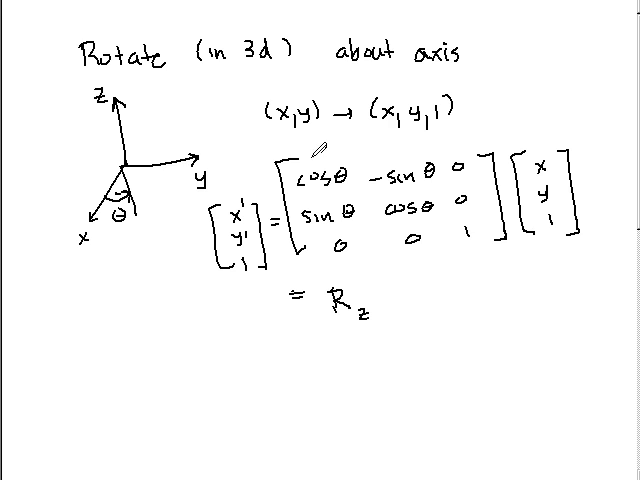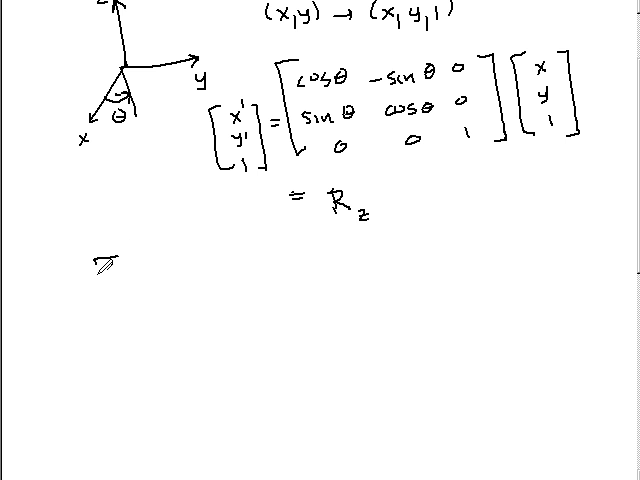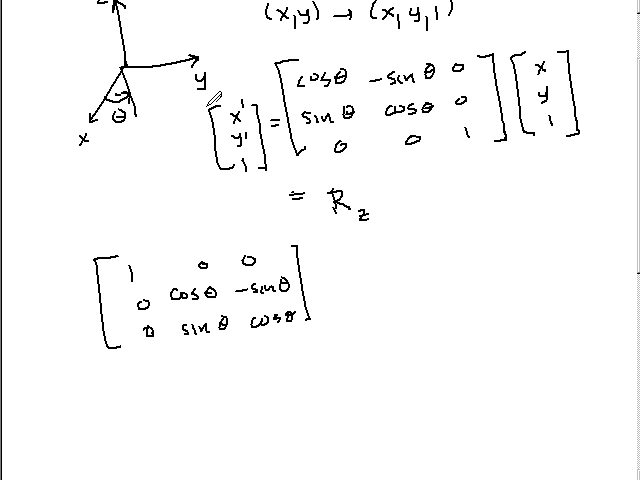You can also rotate around the y and the x. If you look at the other matrices, you could have 1, and then you could have cosine theta, minus sine theta, sine theta, cosine theta, with zeros elsewhere. This is rotation about one of the other axes.